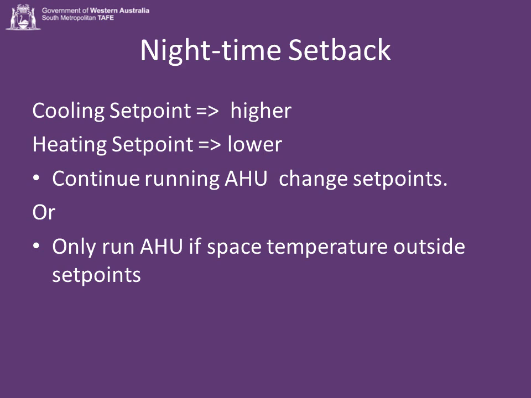Another alternative is that we don't run the air handler. What we do instead is we monitor the outside air temperature, and we only run the air handler, once again probably to setback values, if the outside air temperature goes way beyond limits. We monitor the space temperature and the outside air temperature, and we only turn the air handler on if either the space temperature or the outside air temperature go well outside acceptable limits.